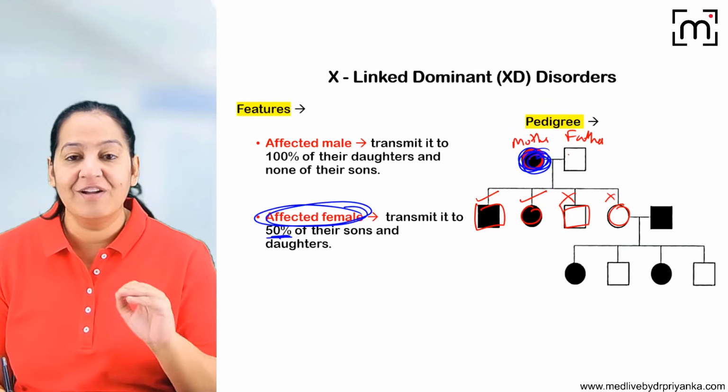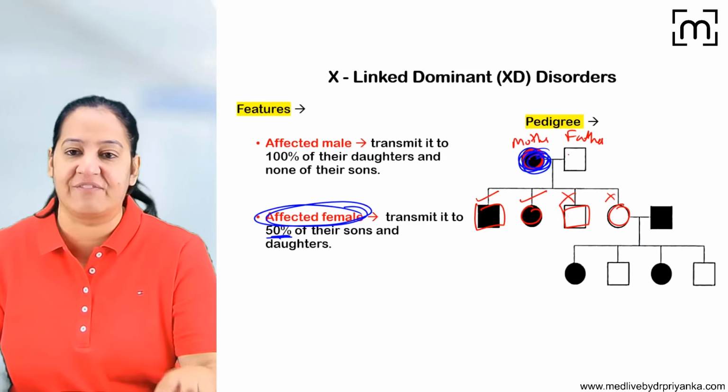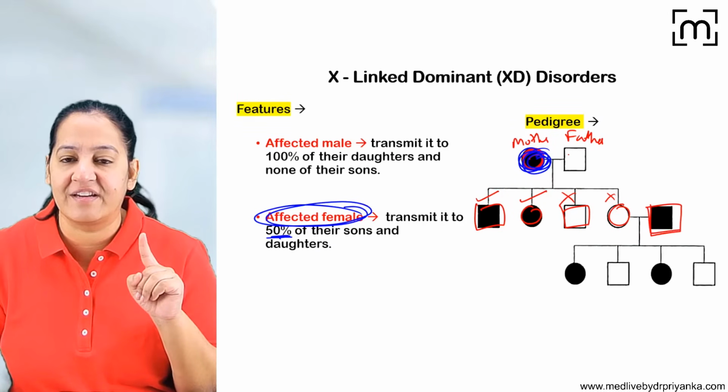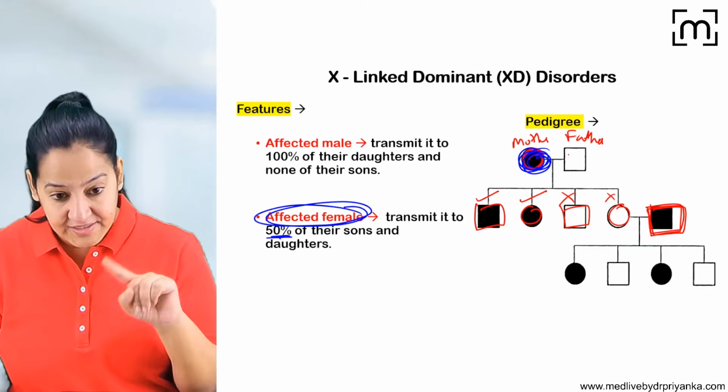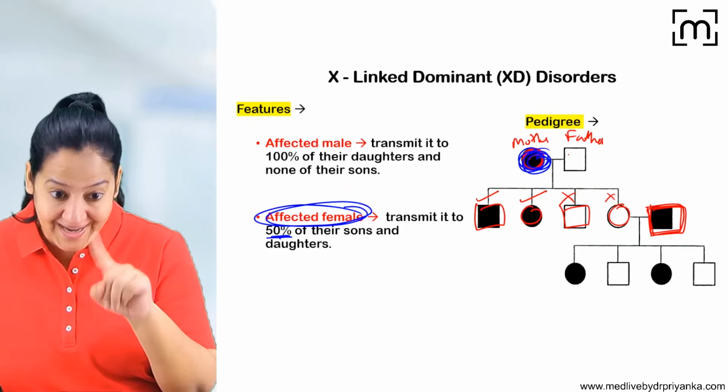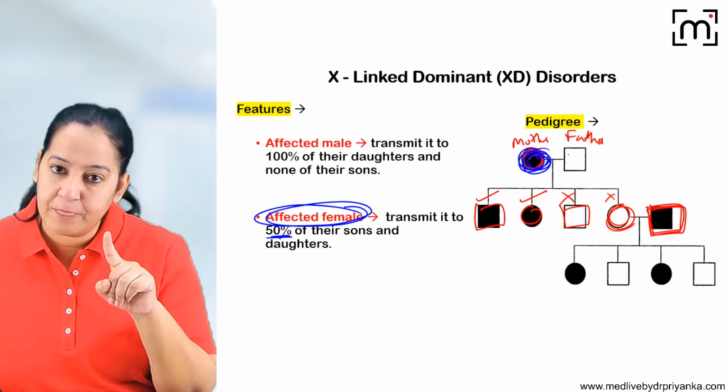But what about the father? What about when we take the reverse, when the father is affected? See here, the father is affected. Can you see here? The father is affected. The male who is affected is marrying a normal female.